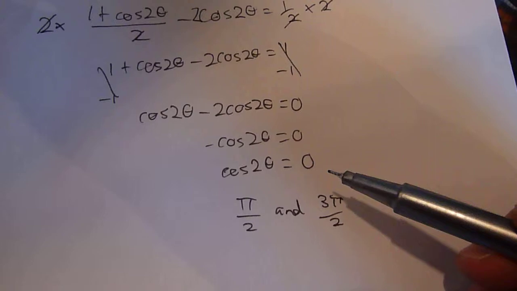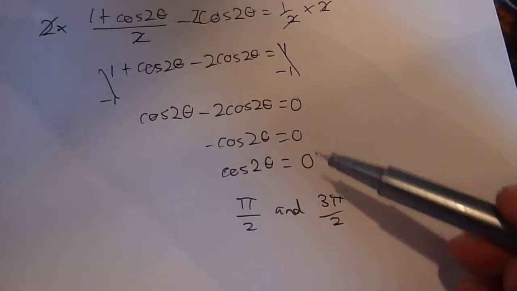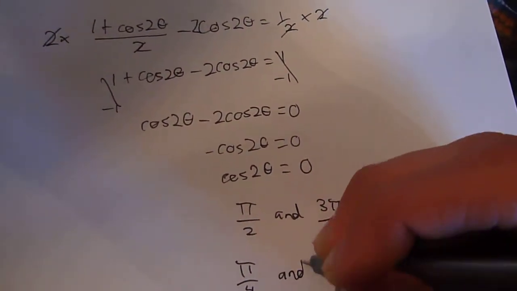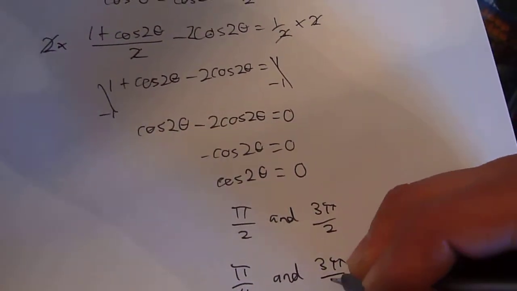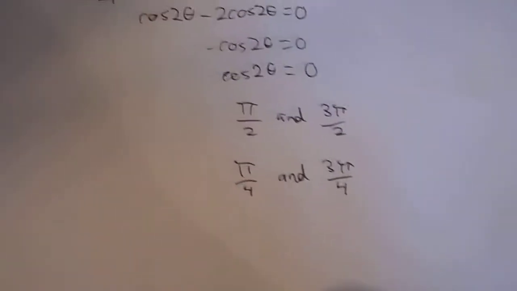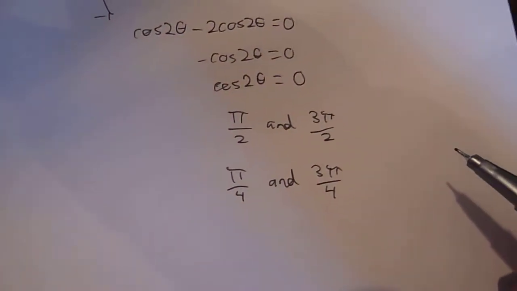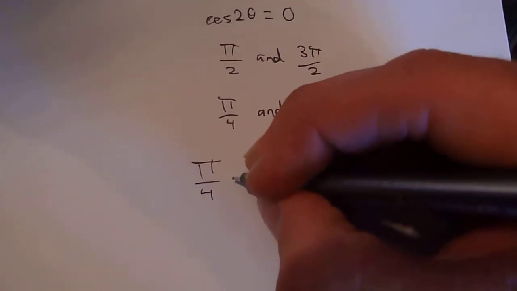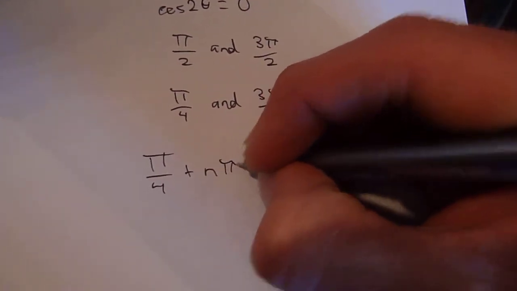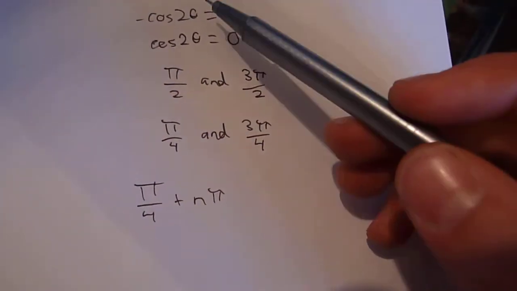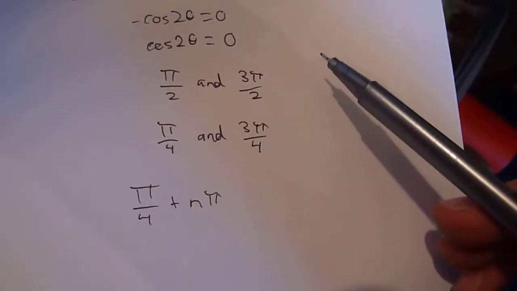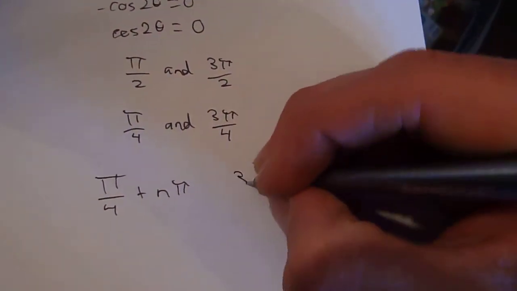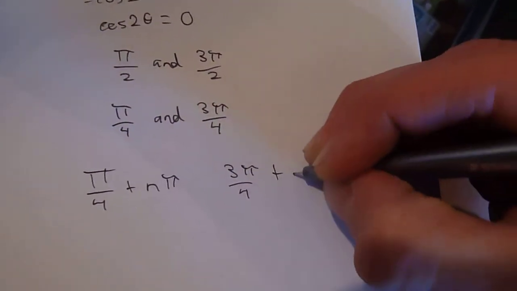But because we have cosine 2 theta, we have to divide each of those by 2, and that gives us pi over 4 and 3 pi over 4. And so those are our two angles, and then our final answer would be pi over 4 plus n pi, and it's just pi because you have cosine 2 theta, and the period for that is just pi instead of 2 pi. And then your other answer would be 3 pi over 4 plus n pi.